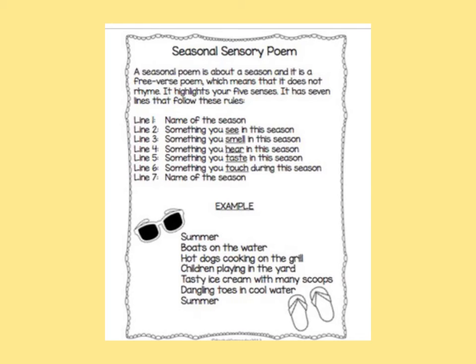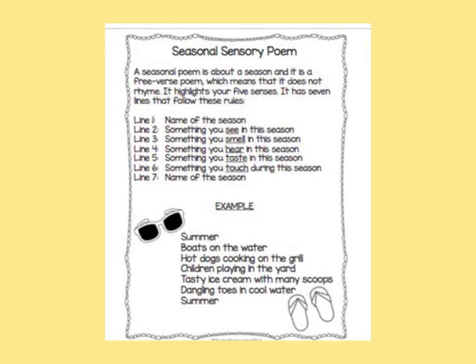So line 1, you're going to name the season. Line 2, something you see in the season. Line 3, something you smell in the season. Line 4, something you hear in the season. Line 5, something you taste. Line 6, something you touch, and then the name of the season.